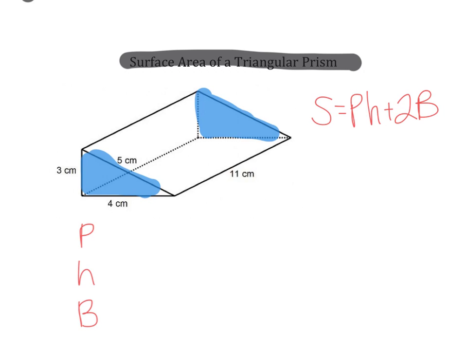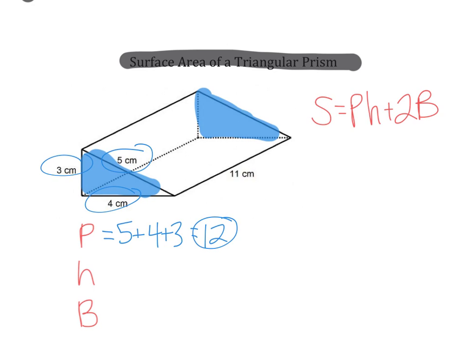So when I come down and find the perimeter of my base shape, that means I'm finding the perimeter of one of those triangles. If I look here, the three sides of my triangle are 5, 4, and 3. So I'm just going to add those 3 to find the perimeter. 5 plus 4 is 9, plus 3 is 12. So my perimeter is 12. Then my height is the length that connects the two bases together, so that would be this 11 down here.